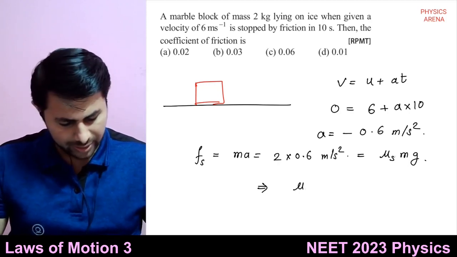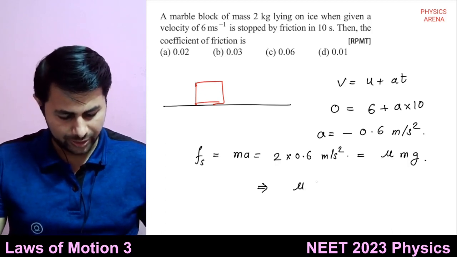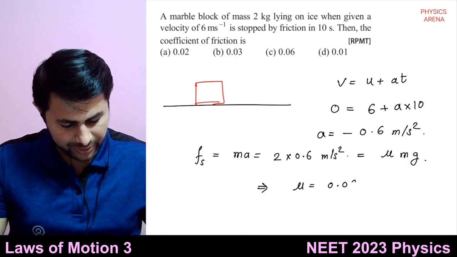This will not be mu s. Let's call it mu only, because it is sliding, right? It is 0.06.